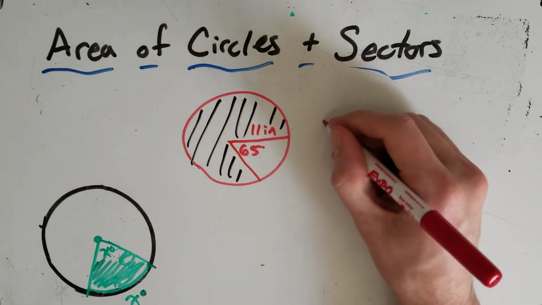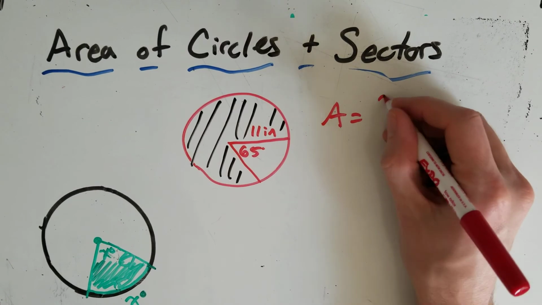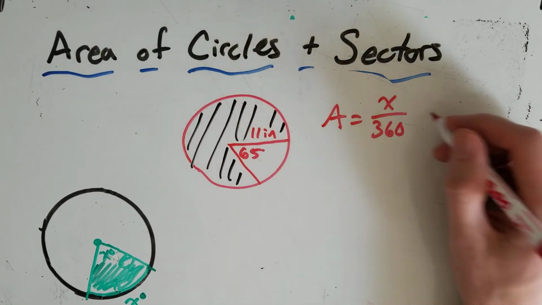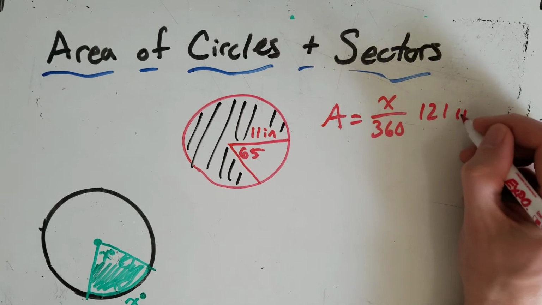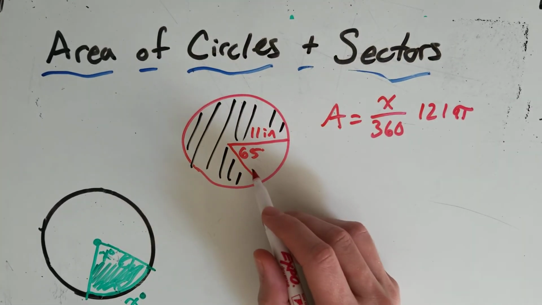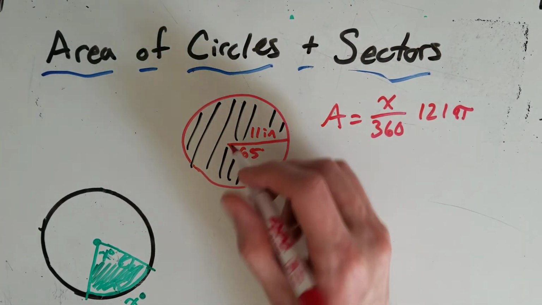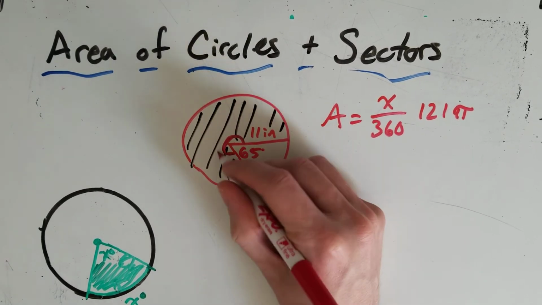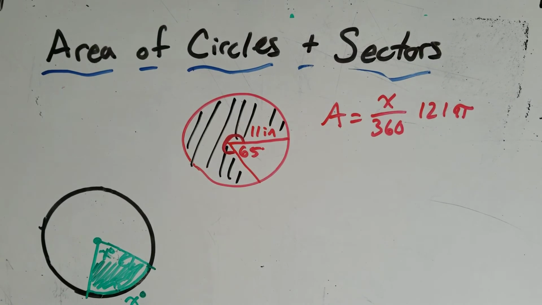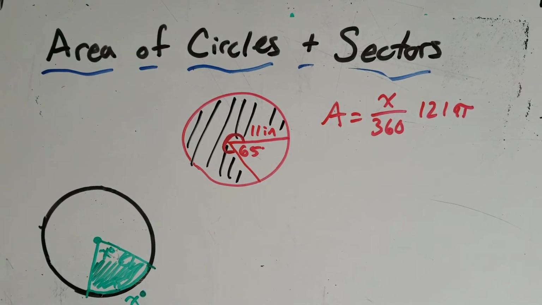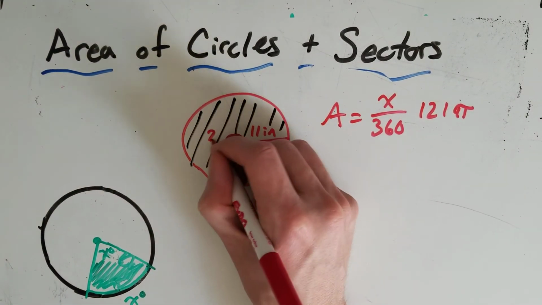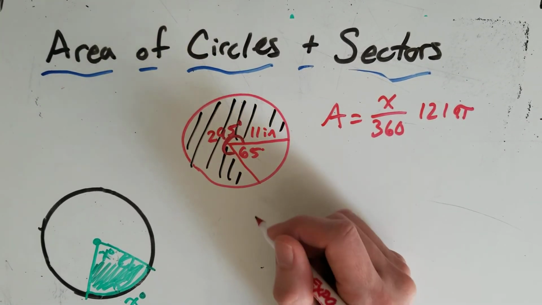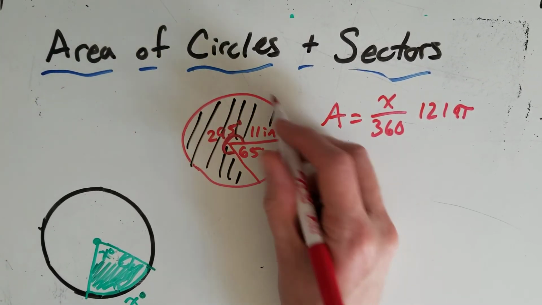So we're going to look at that formula. Area is going to be x over 360 times, well, we're going to have 121 pi. Now in this case, x is not the 65, it's going to be the angle that you're using for the sector. So the angle that we're using, well, 360 minus 65, you end up with 295 for this central angle here. That's the central angle that's being used for the sector.